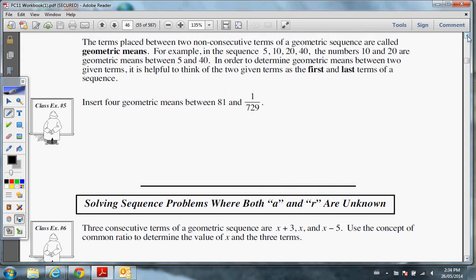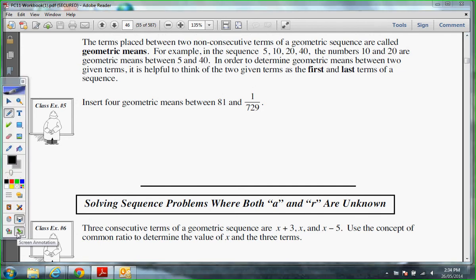Just read the instructions here. The terms placed between the non-consecutive terms of a geometric sequence are called geometric means. We did arithmetic means. It's where you have a gap in the middle and you know the ends. For example, in the sequence 5, 10, 20, 40, the numbers 10 and 20 are geometric means between 5 and 40. So these right here are your means.